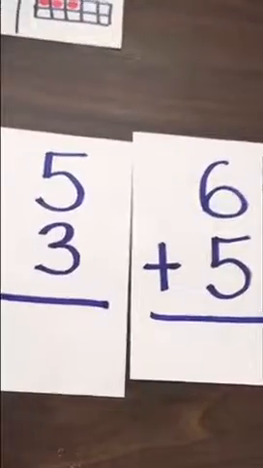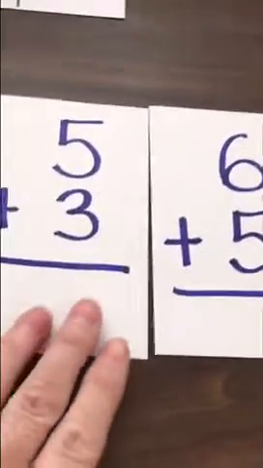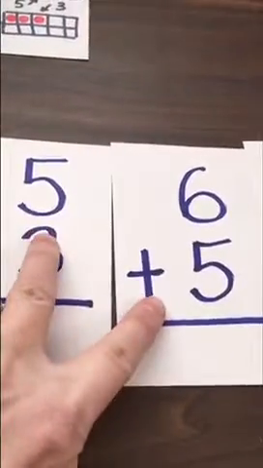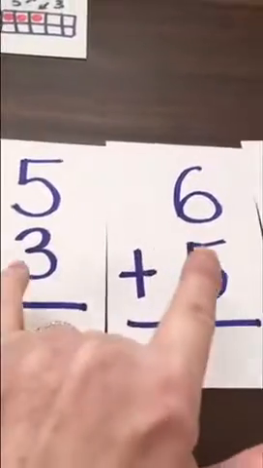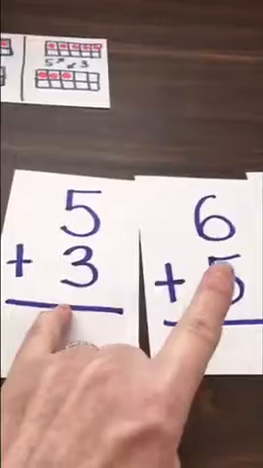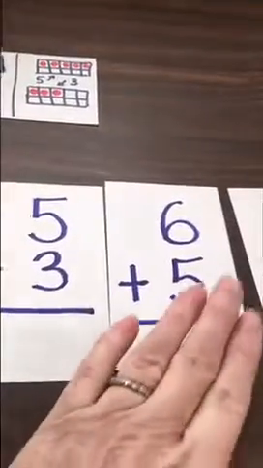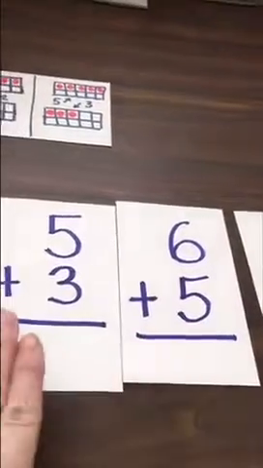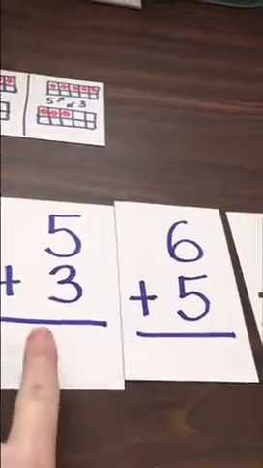So here, for example, we see that for each of these flashcards, one of the add-ins is a 5. However, here, the other add-in is 6, and here the other add-in is 3, so we can easily determine that the sum of this flashcard will be greater than this flashcard.